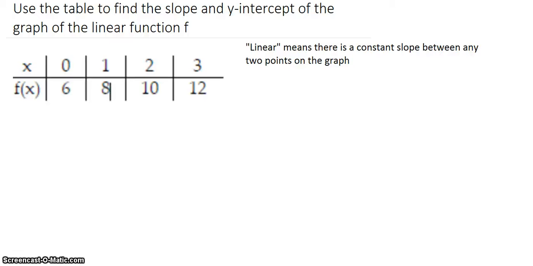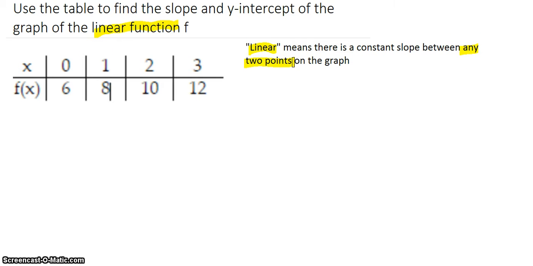Use the table to find the slope and y-intercept of the graph of the linear function f. So we were given that it is linear. But let's just verify that. Linear means that there is a constant slope on the line, a constant slope between any 2 points.